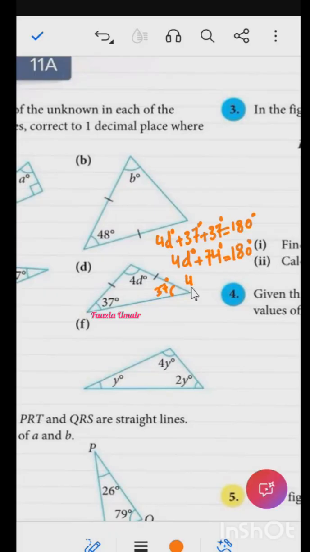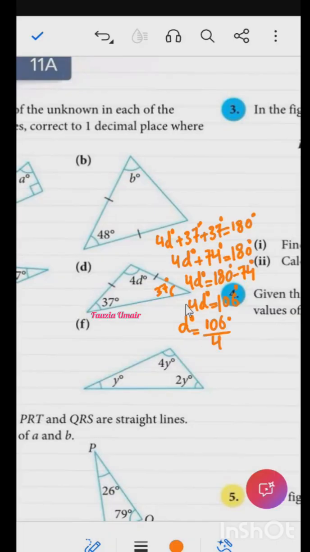So now 4D is equal to 180 minus 74, that's 106. And 4D is equal to 106 degree, right? So D is equal to, now this 4 is multiplied here, when it goes to the other side of the equation, where will this go? It will go in the division.